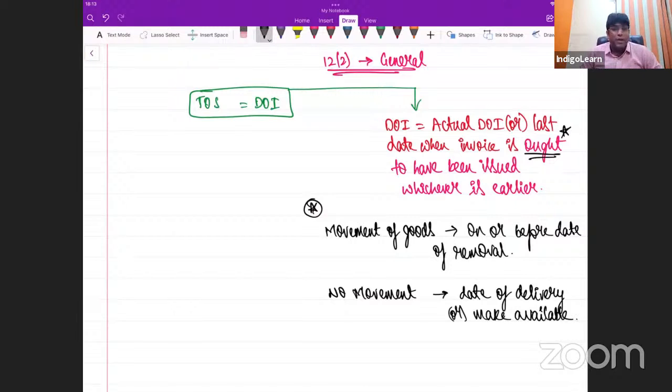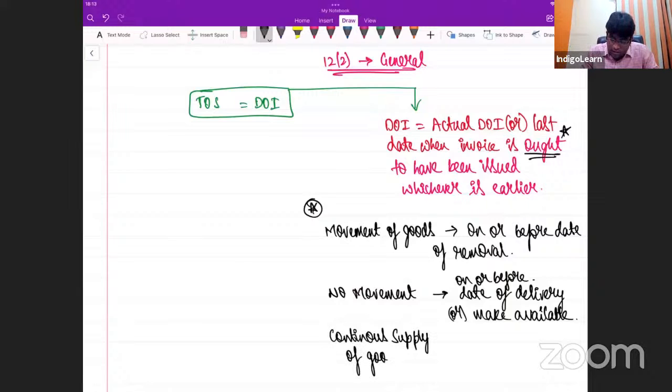Why is this concept important? Because you have to understand that time of supply is always date of invoice, and date of invoice means the actual date of invoice or last date when invoice is ought to have been issued, whichever is earlier. That is why it is important to know when invoice is ought to have been issued: in case of movement of goods, on or before the date of removal, and if there is no movement of goods, on or before the date of delivery or make available. And finally, in case of continuous supply of goods.